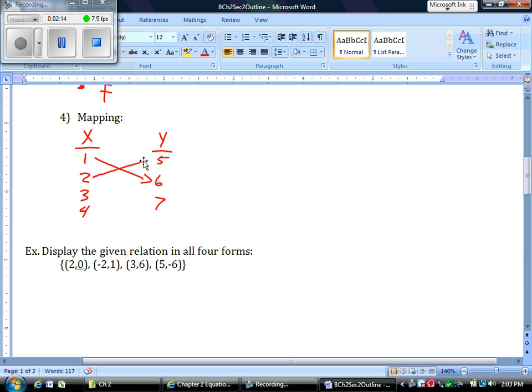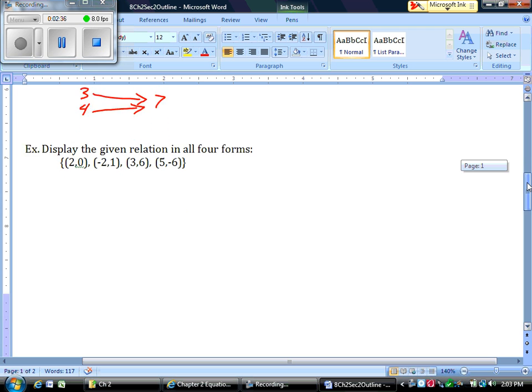3 goes to 7, and maybe 4 also goes to 7. So that's all a mapping is, it's showing with arrows which x value goes to which y value. Okay? So that's how we can show them.